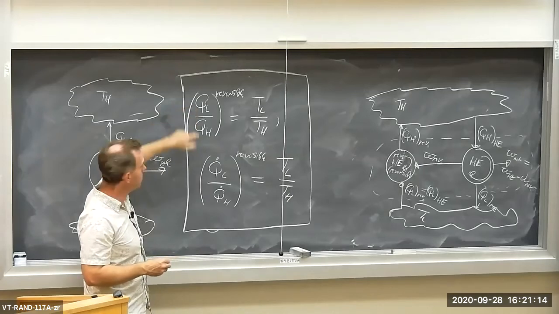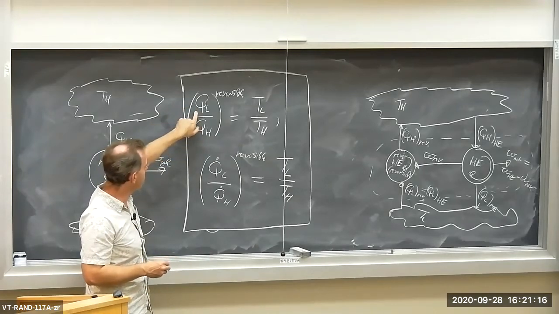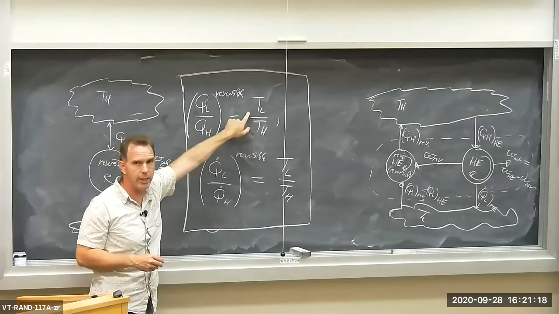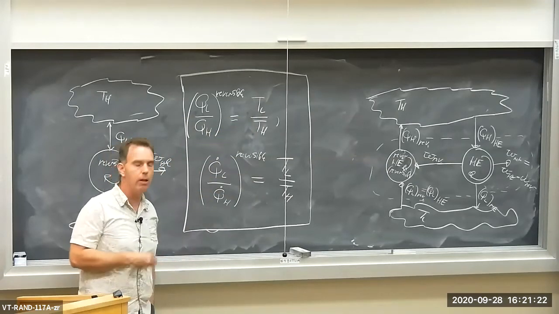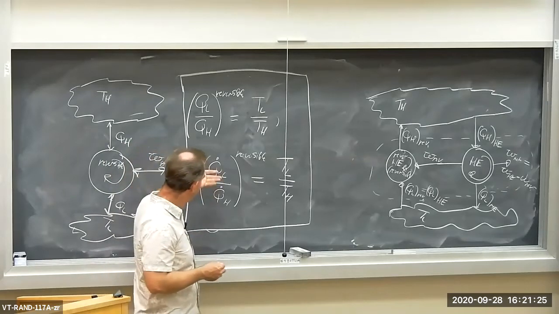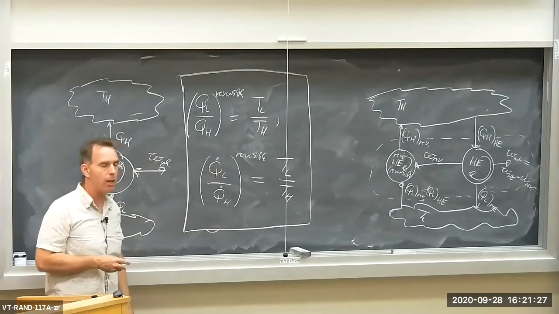If you flip this, QH over QL for a reversible process is equal to TH over TL. Q dot H over Q dot L is equal to TH over TL for a reversible process. So you can take the reciprocal and it also applies.